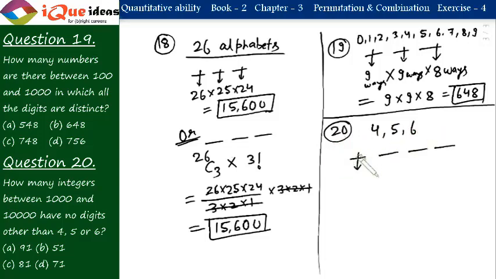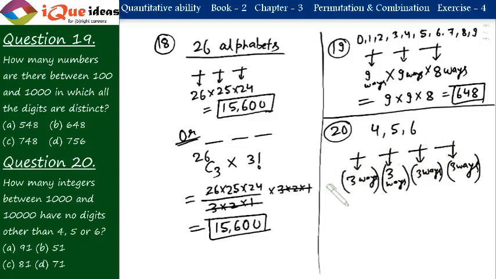Now the first place can be filled by either 4 or 5 or 6. So 3 ways. Similarly, the second place, because there is no restriction, again 3 ways. Third place, again 3 ways. And fourth place, again 3 ways. So if you multiply these 4 values, you will get the total number of numbers as 3 into 3 into 3 into 3, which is 81. So there are 81 such numbers.